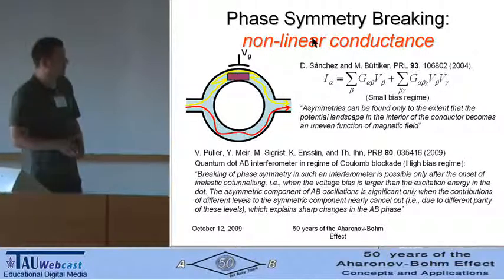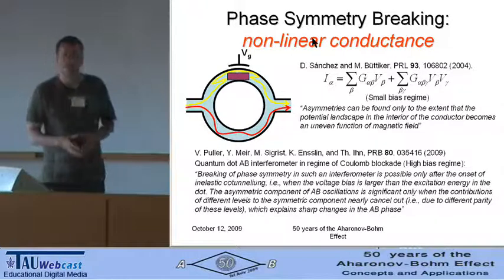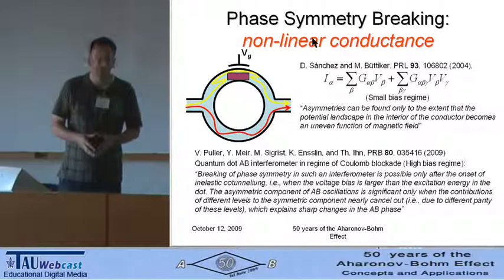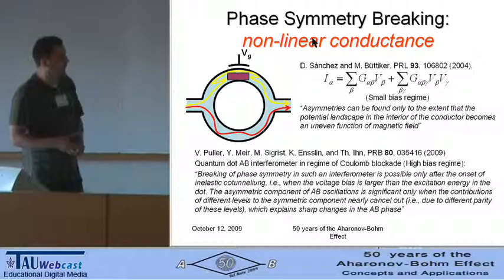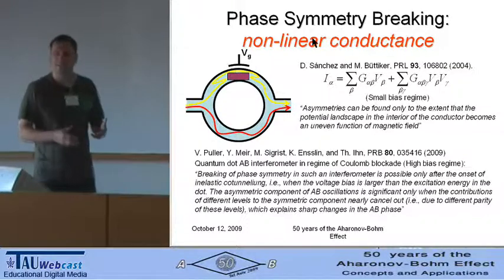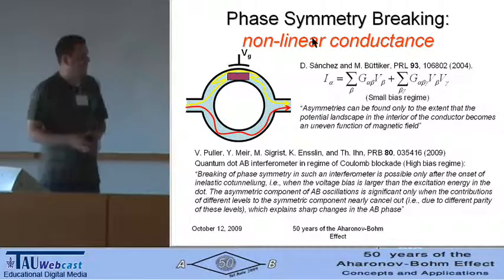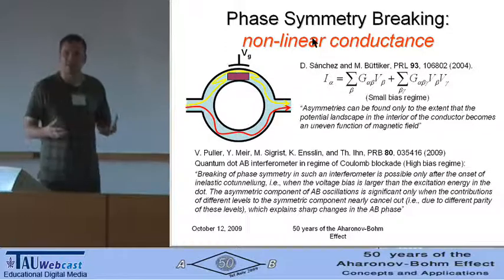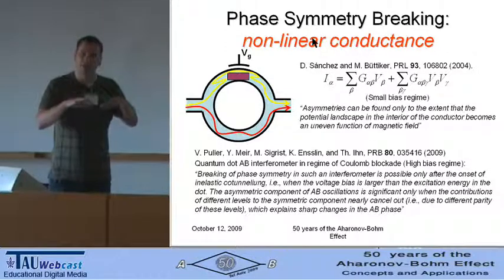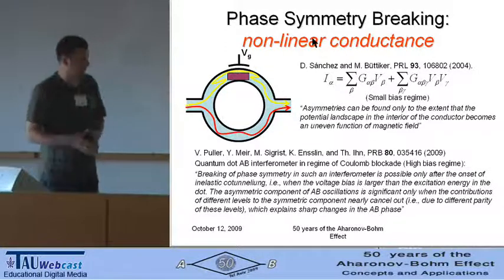In particular, there is a landmark theoretical paper by Sánchez and Büttiker, who studied the first nonlinear corrections to current and showed that already the first nonlinear correction to current is not necessarily symmetric in magnetic field. And they made a general statement that asymmetry appears to the extent that the potential within the device is not an even function of the magnetic field.